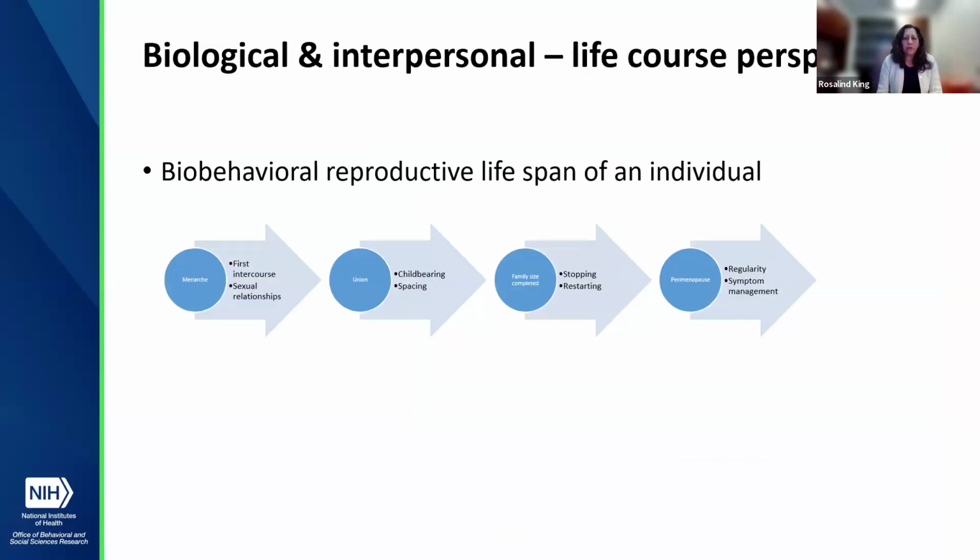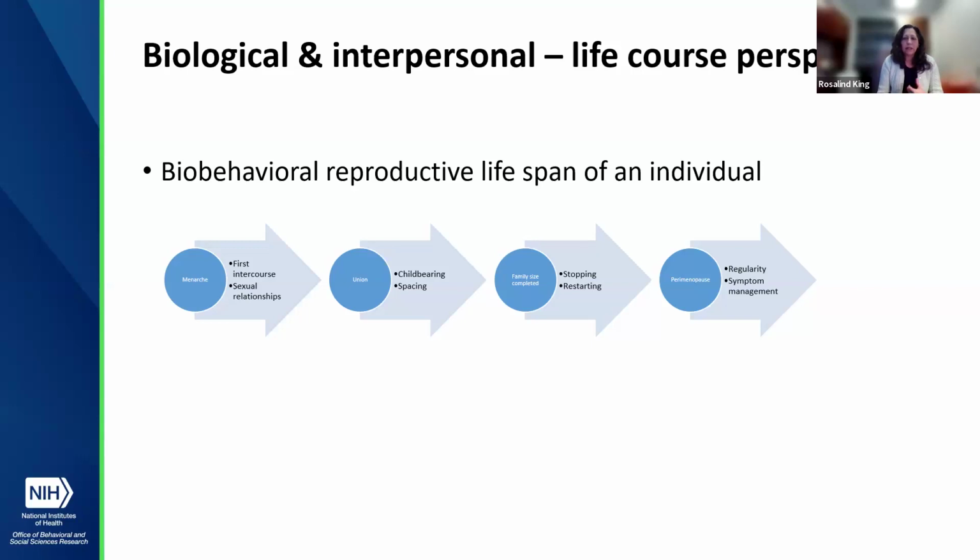So the framework also notes along the side the importance of considering the life course, which is particularly important for the intersection of the biological and the interpersonal. The female reproductive lifespan is anchored at one end by menarche and the other end by perimenopause. In between, individuals experience their first intercourse and sexual relationships. They enter into unions within which much, but not all, childbearing takes place.